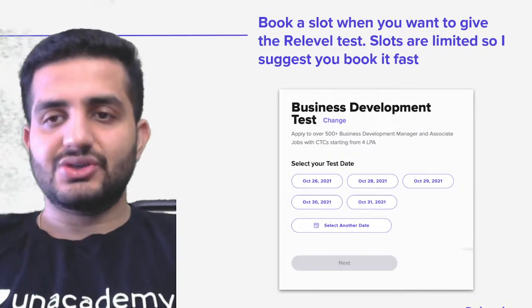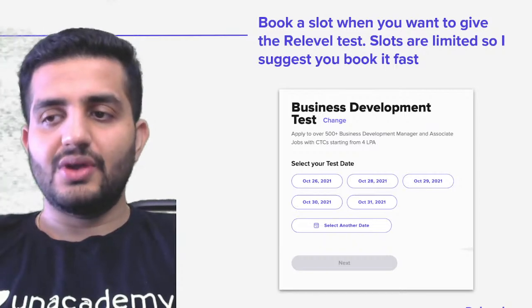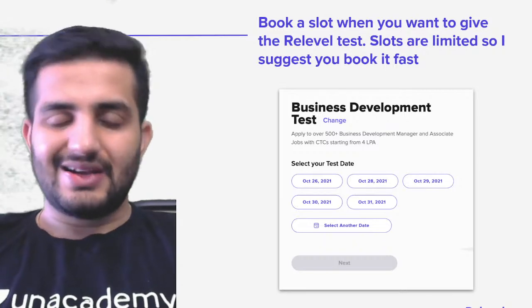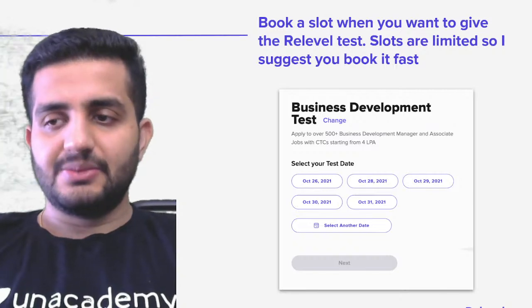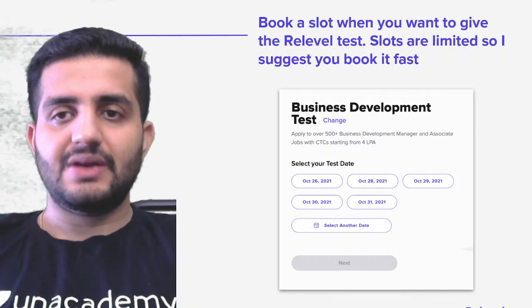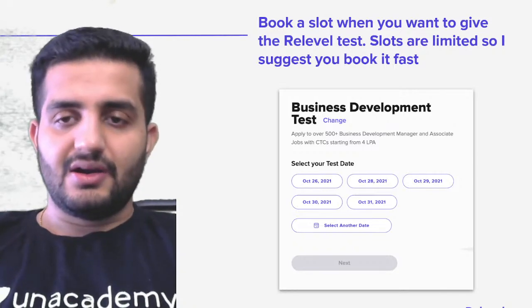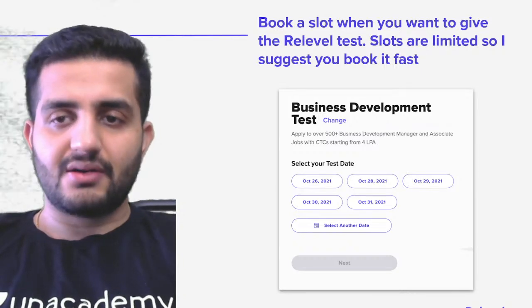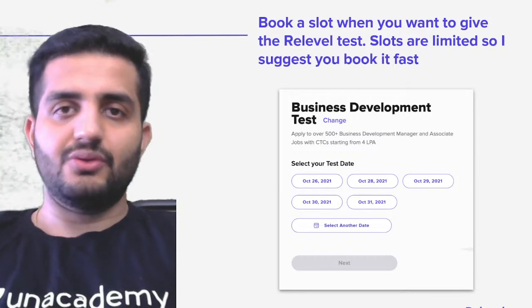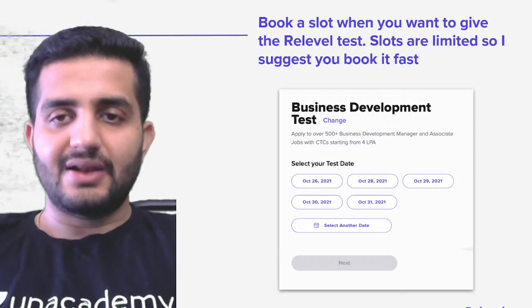The next thing it will ask you is to choose the date when you want to give the assessment. So the test date. Slots are limited, as I've always said. It's a beta platform, right? So slots are limited, and I would suggest you book it fast. You just have to select the best available date where you can take it to the best of your physical and mental health.